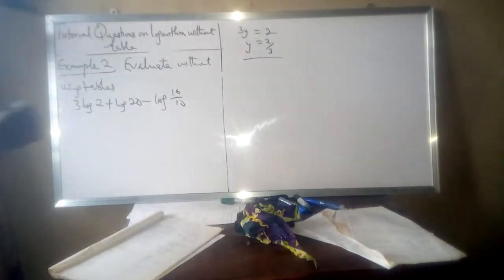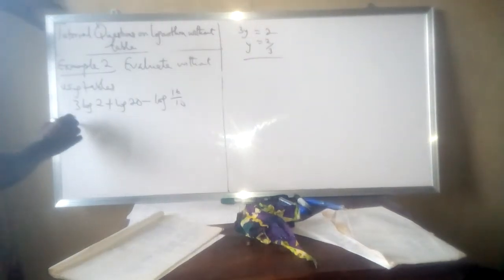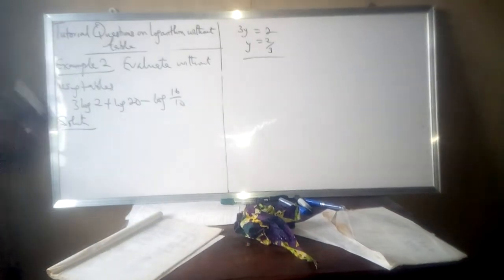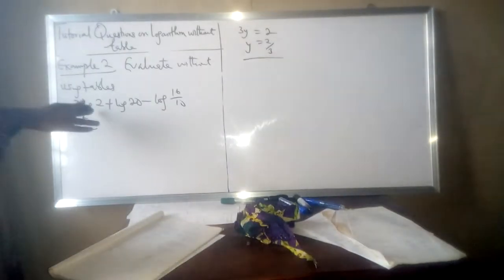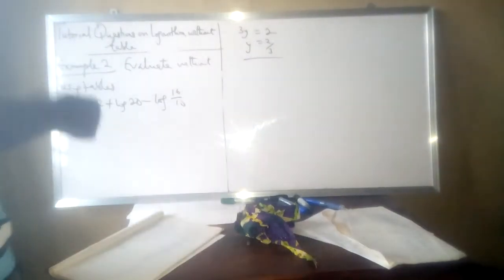How do we go about this? Now, you observe that there is no base here. We are not given any base. So how do we now go about it? We don't need to bother ourselves. We can assume that the base that is common to them is base 10.